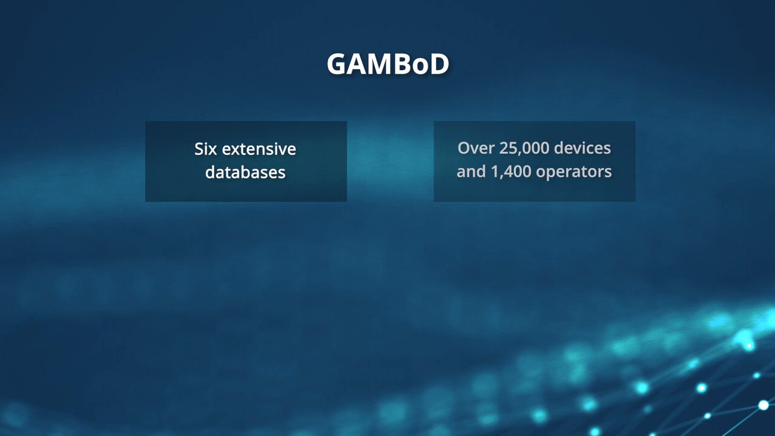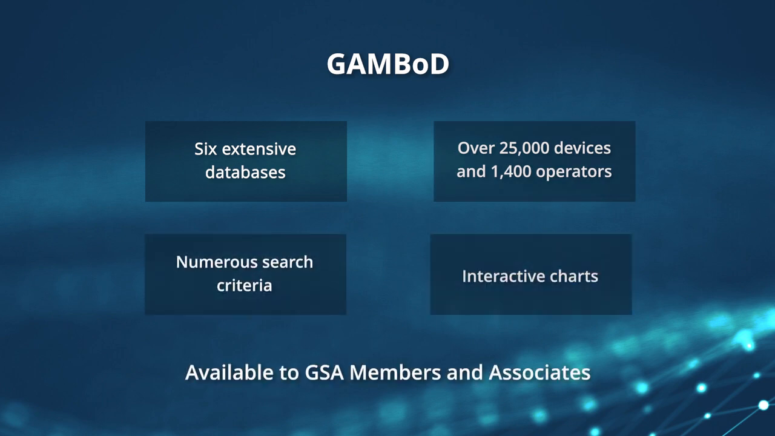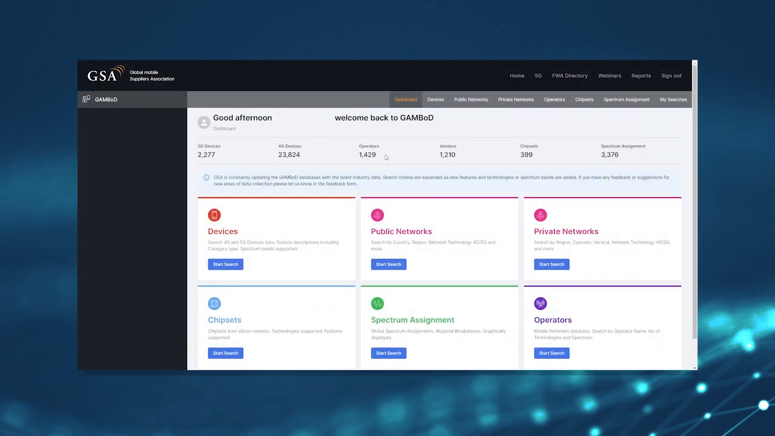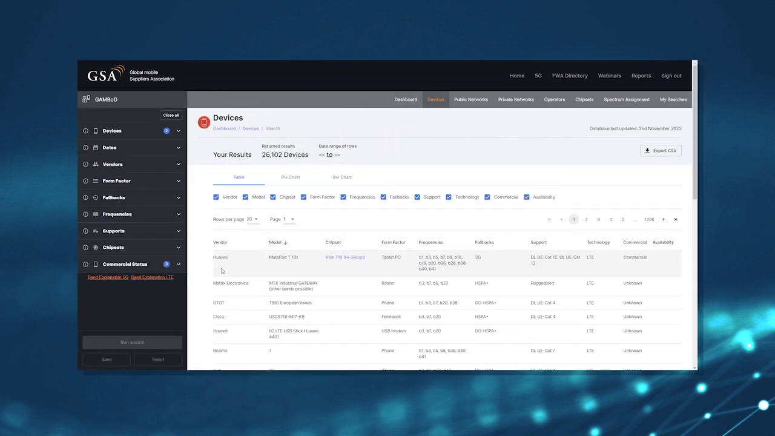GSA members and associates have access to various research resources, including GSA industry databases known as GAMBoD, a search tool that captures the latest industry data collected by GSA about six major industry areas: devices, public and private networks, chipsets, spectrum assignment, and mobile operators. The GAMBoD portal is updated monthly with new research, and this is highlighted in the dashboard, which provides an at-a-glance view of the latest headline figures from the six databases.